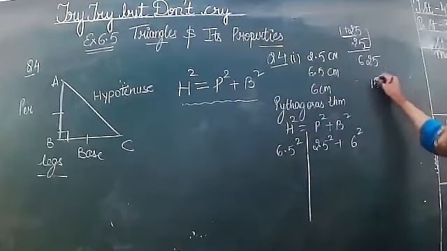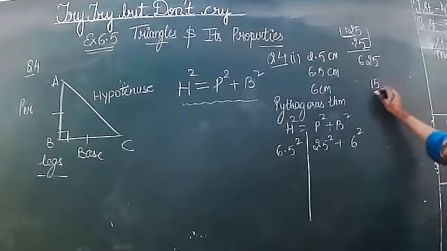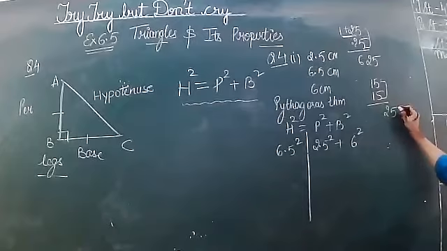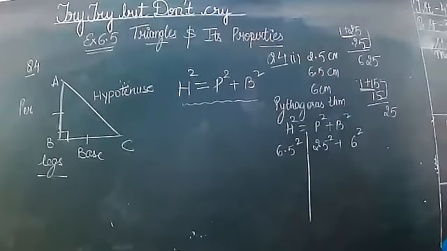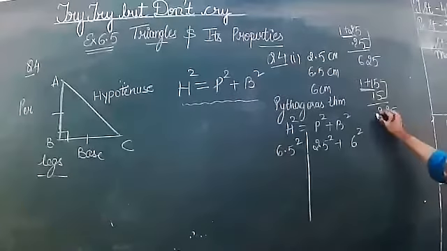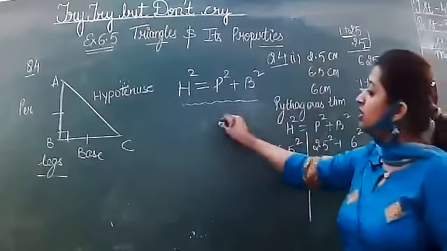Next is 15 square. 15 square means 15 into 15. 5 5s are 25. Add 1 to this number 1, it will become 2. 2 1s are 2. See one more.